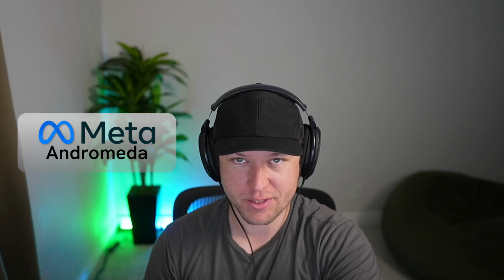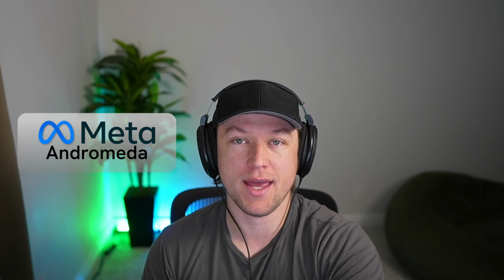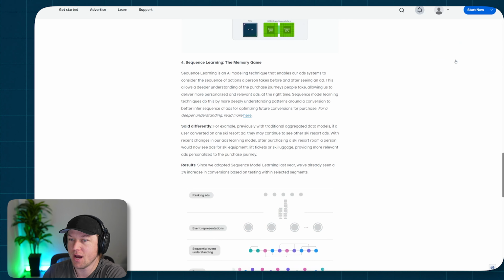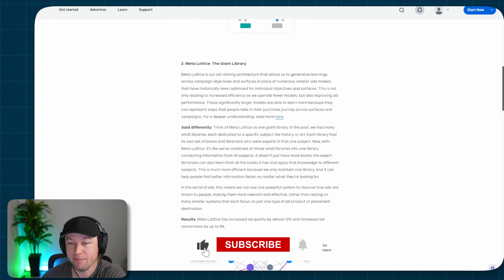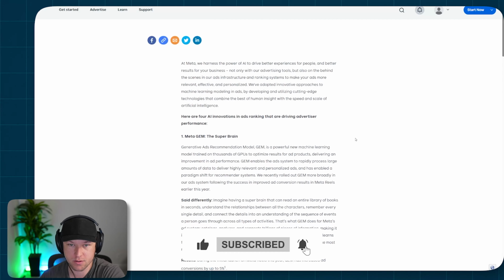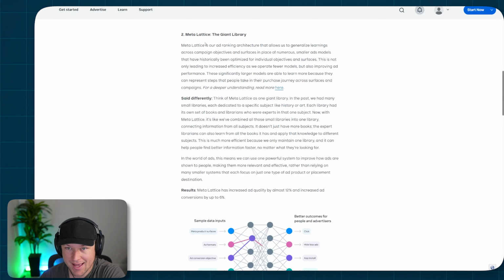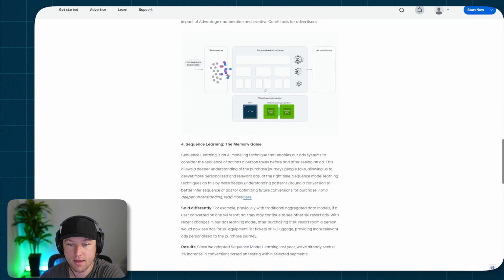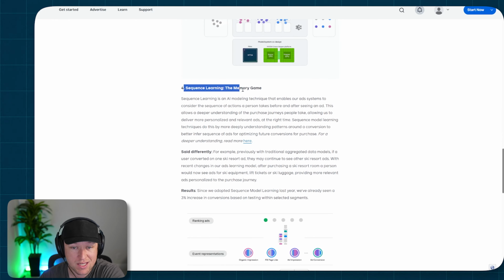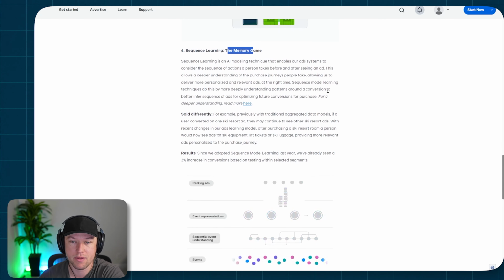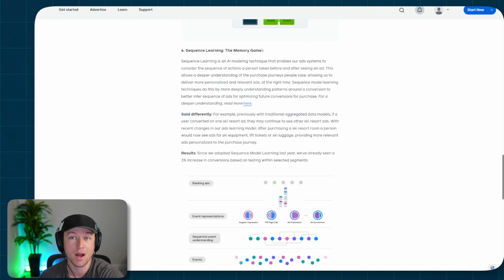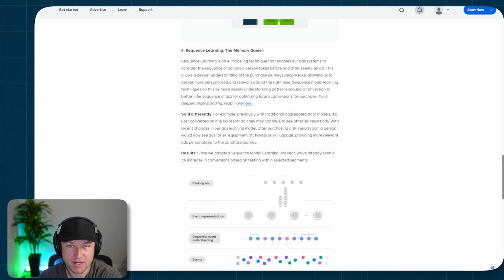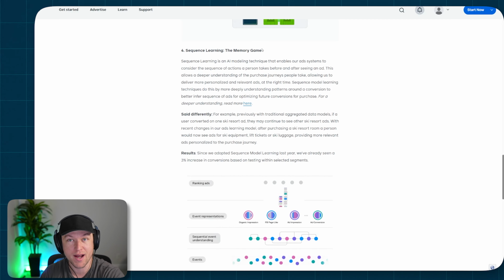So in this video, we're going to be continuing our journey on understanding more about what is happening with Meta Andromeda. For reference, if you do not know, there are a lot of features inside of Meta Andromeda. For example, there's the Meta GEM, Meta Lattice, and then obviously the Meta Andromeda right here. Today we're going to be covering sequence learning, the memory game, pretty much how the algorithm optimizes and how we can apply this to our ad accounts to better understand the framework we're working from, because this is what guides our overall strategies inside of Meta.